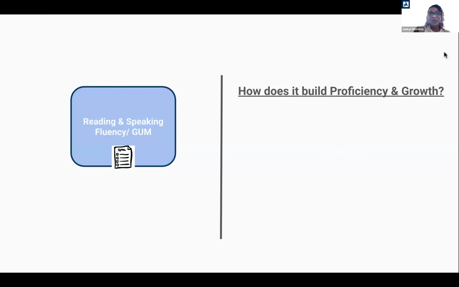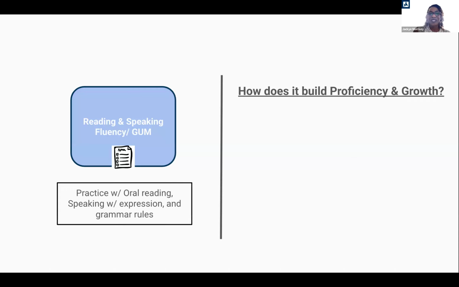The third rotation that we're going to be looking at is reading and speaking fluency or grammar usage and mechanics. This rotation is actually twofold. We want to make sure that our students are practicing oral reading fluency, speaking with expression and greater tonality in their voices, and also that they're paying attention to grammar rules as well.